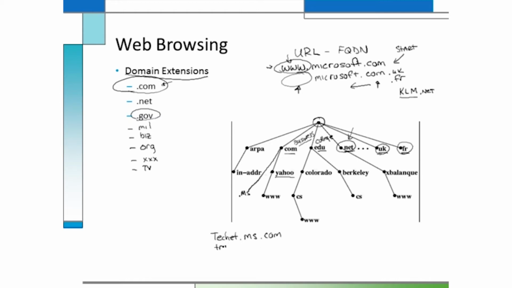There could be training.microsoft.com. And so what you're doing is you're actually going to a different domain with a different home page. And that's all different than the www. But for the most part, www is where you're going to start, and then you can usually get from that home page to these other locations.